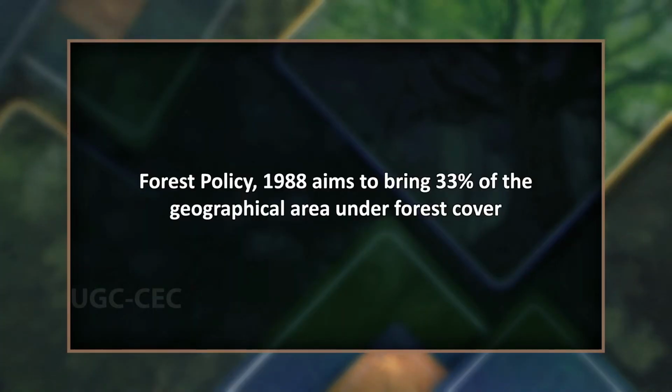Forest Policy 1988 aims to bring 33% of the geographical area under forest cover. There has been an increase of only 5.71 million hectares in forest cover over the last 28 years, that is, from 1987 to 2013, due to financial, technical, and land availability issues. Use of alternative fuels should be increased. LPG coverage in rural areas can be expanded from 6 to 10%, which can save 1.22 million tons of fuel wood every year.